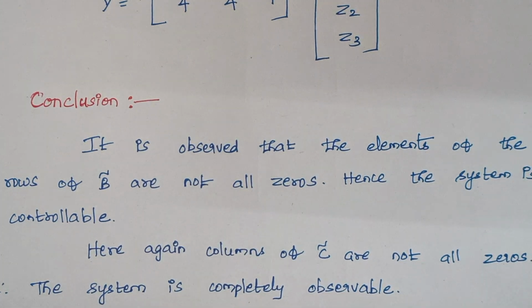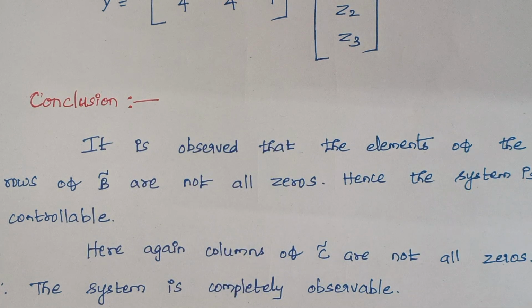So, whenever the question is asked without mentioning Kalman's test or Gilbert's test, you can proceed with Kalman's test because it is quite simple. If it is asked specifically, then you have to do accordingly, right? So here comes the end of this problem.